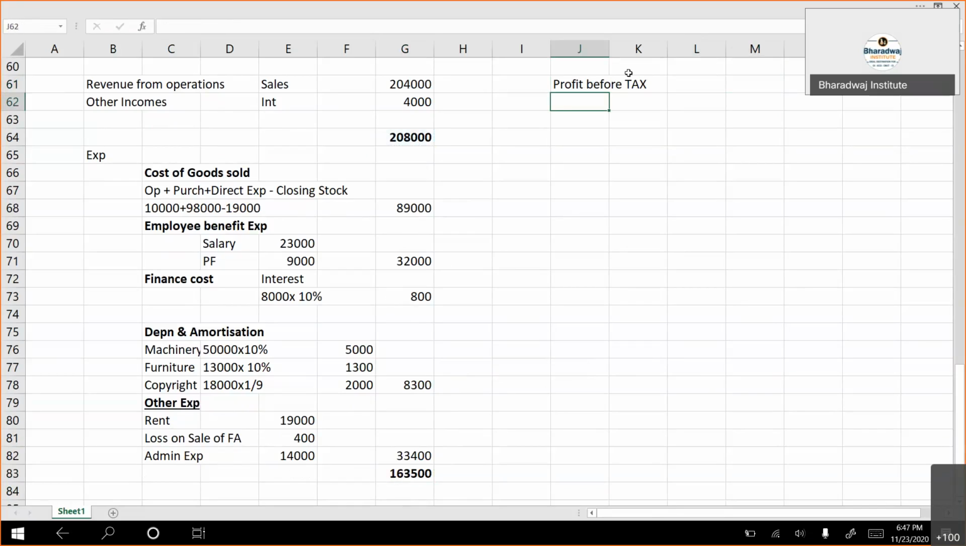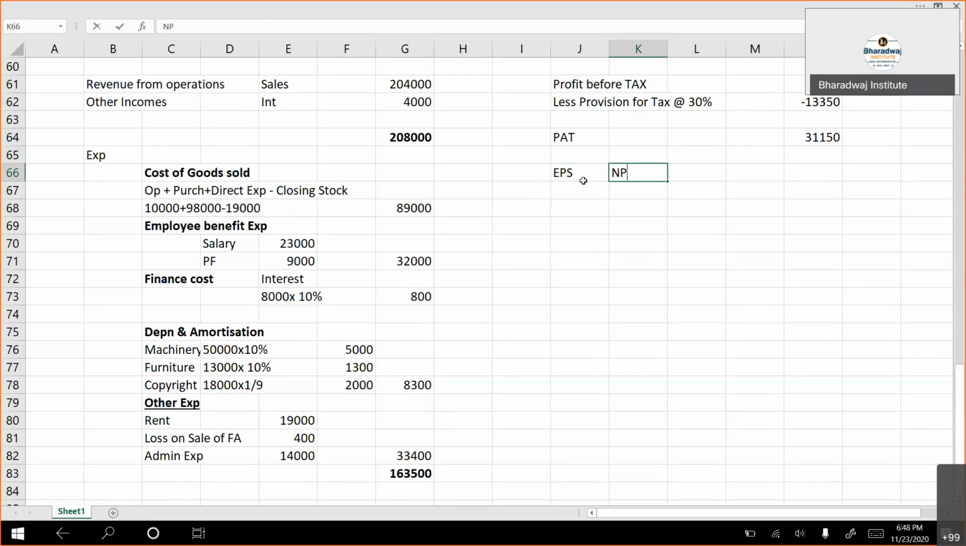44,500 less tax, provision for tax at the rate of 30%. So this will be on this 30%. So you get profit after tax. Then we have to work out EPS.